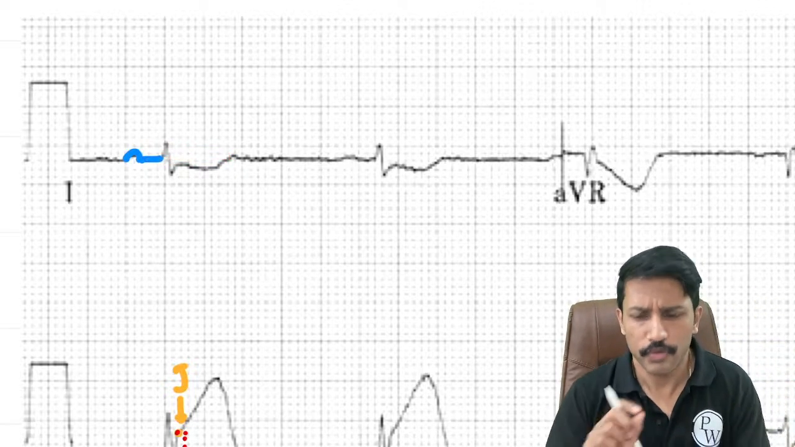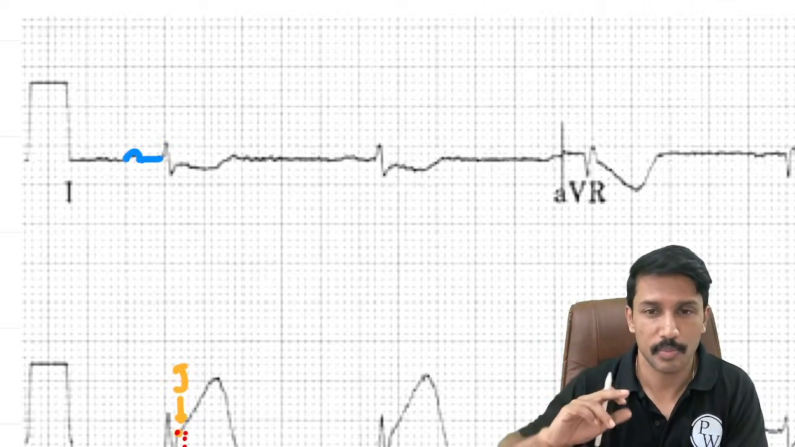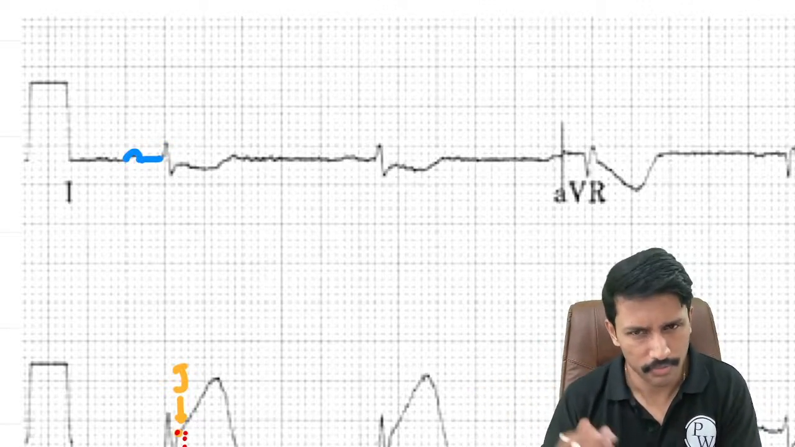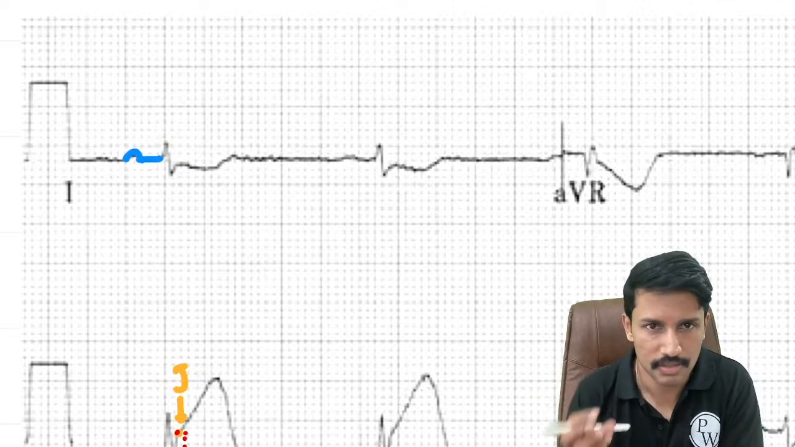We will discuss the lead placement, which lead is representing which wall. We'll come to that again. First, we just need to understand how to recognize ST elevation and ST depression.